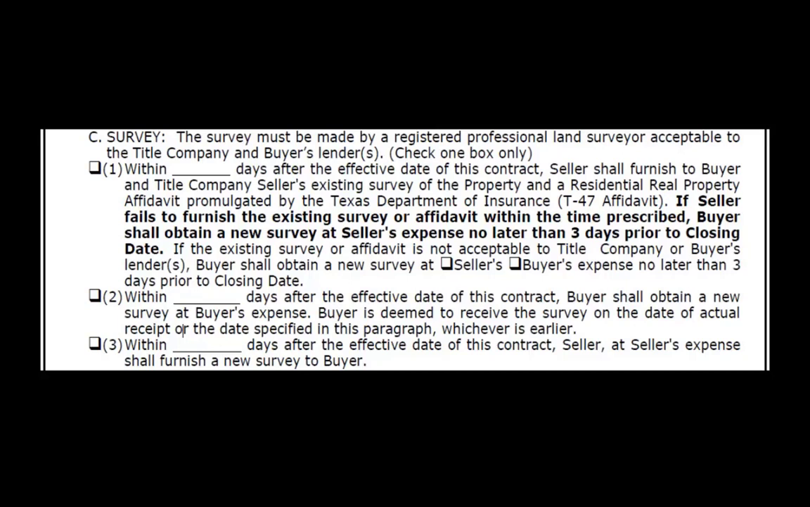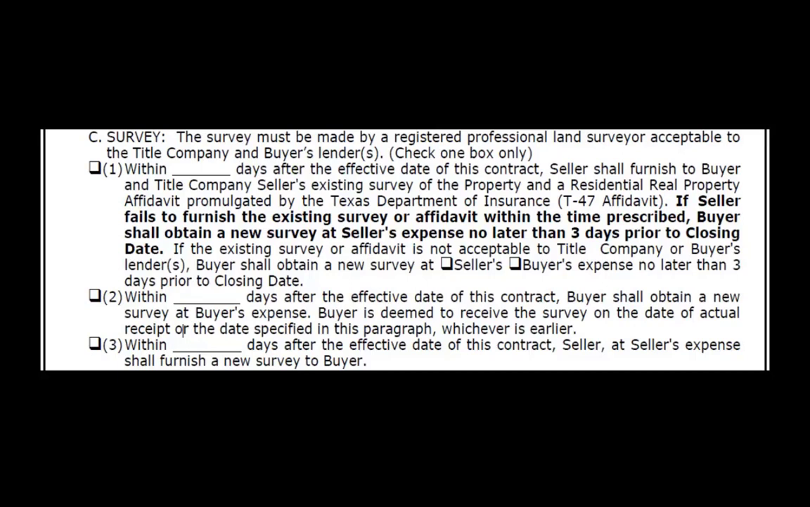So if the seller doesn't furnish it to the buyer and the title company, they haven't completed their obligation here, and they've got to submit the survey and the T47 affidavit, and it's a specific T47 affidavit. I think if you Google T47 affidavit, you're probably going to be okay. You're probably going to find the one from the Texas Department of Insurance, but just to make sure, go ahead and Google Texas Department of Insurance T47 affidavit. All right, so you've got to deliver both those instruments to both those people. If the seller fails to furnish the existing survey or affidavit within the time prescribed, buyer shall obtain a new survey at the seller's expense, no later than 3 days prior to closing. So if they don't do it, then the seller's paying for this thing.